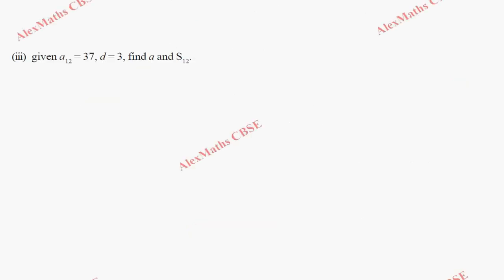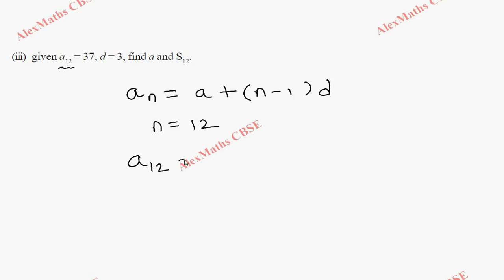273. Coming to subdivision 3, we are given a12 as 37, d is 3. We have to find the value of a and S12. Let's write the an formula, which is a plus (n minus 1) into d. Now they have given a12. So let's take the value of n as 12 and substitute. This becomes a12 equals a plus (12 minus 1 is 11) into d.